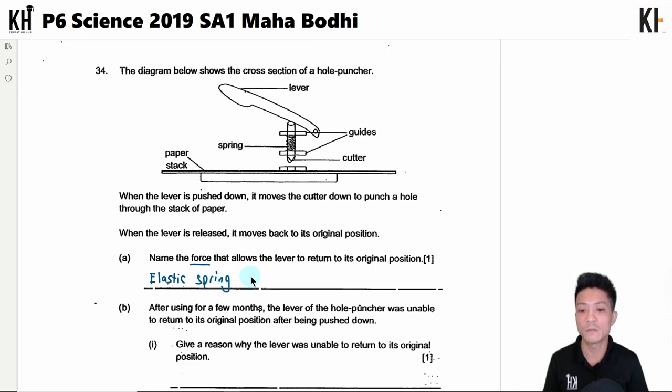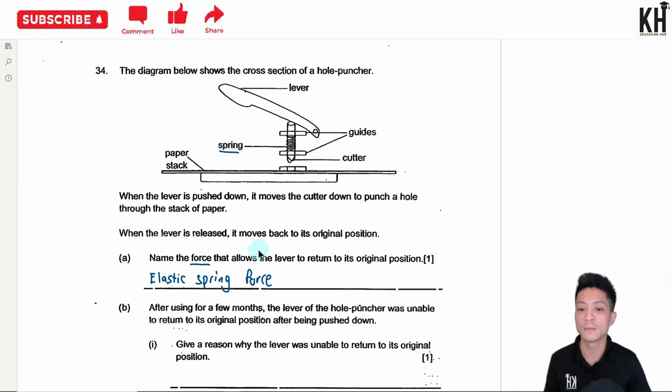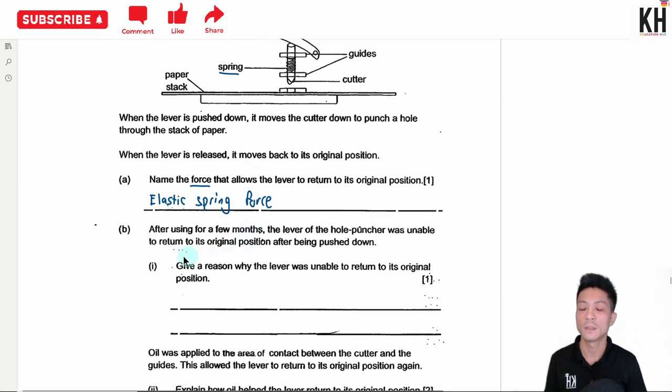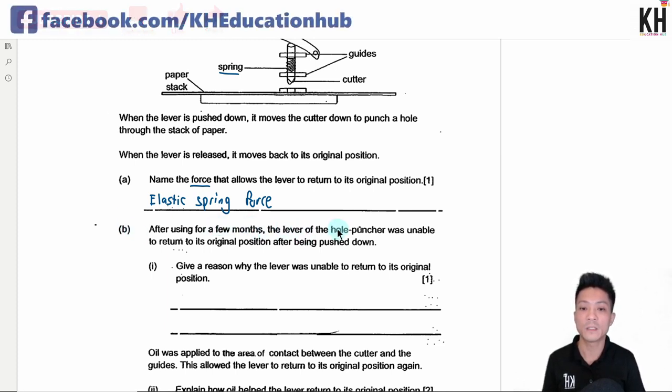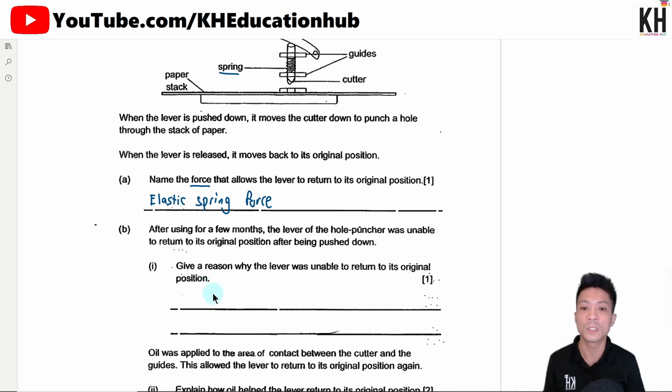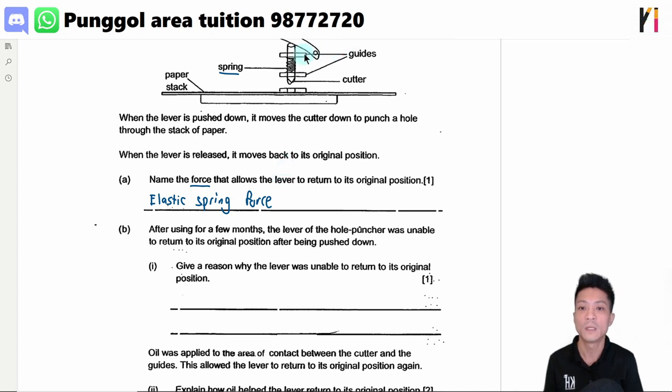spring force, because there's a spring here. Okay, part B, after using for a few months, the lever of the hole puncher was unable to return to its original position after being pushed down. Give a reason why the lever was unable to return to its original position. So this is probably due to friction between the guides, the spring, and the cutter.